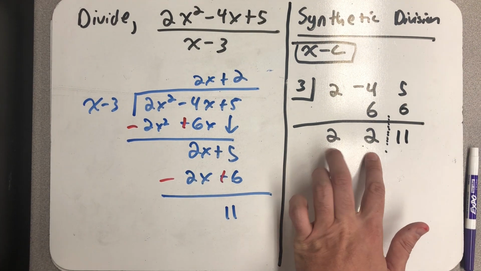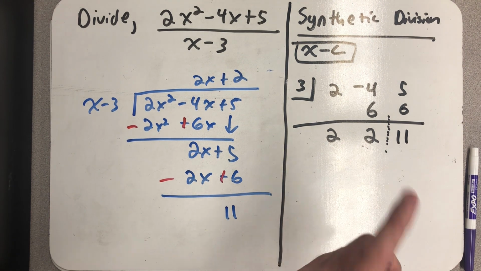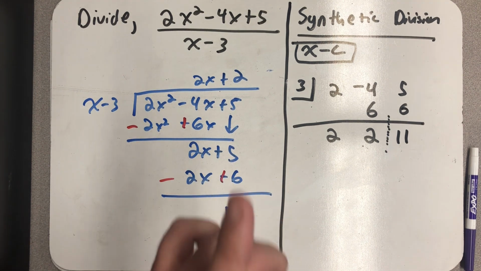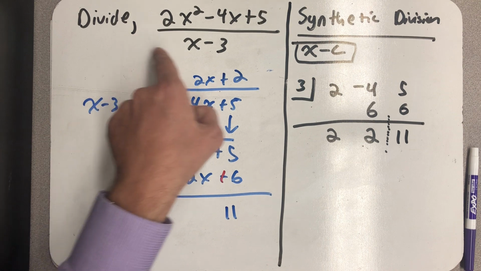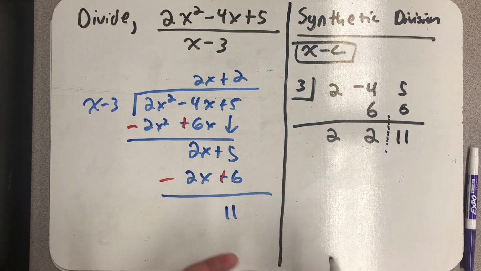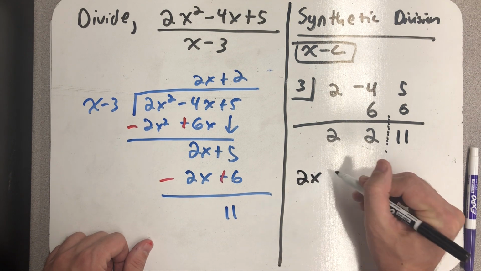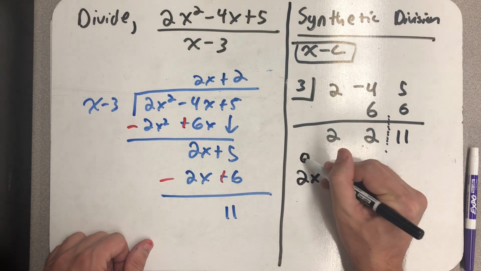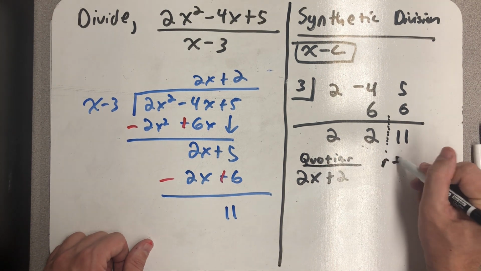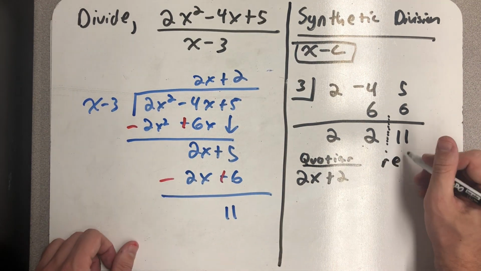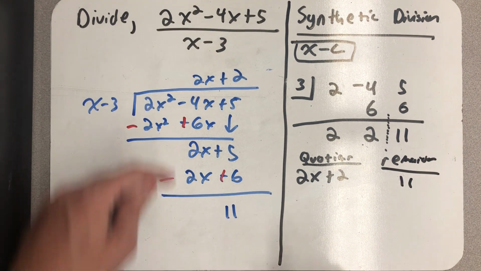These tell me the coefficients for my quotient. My quotient always has a degree 1 less than the degree I started with. I'm dividing a quadratic by a linear, so the quotient has to be degree 1. So this is 2x plus 2 as my quotient. And then the remainder, which has to be a constant because I'm dividing by a linear term, is 11. This is exactly what I got before.